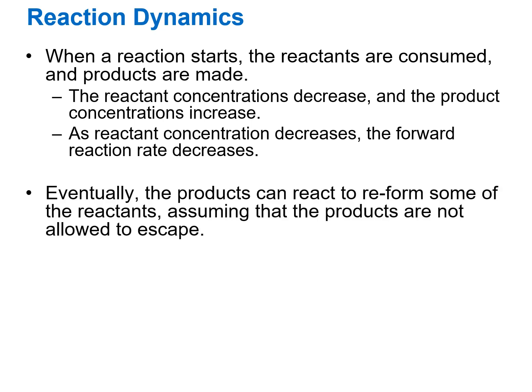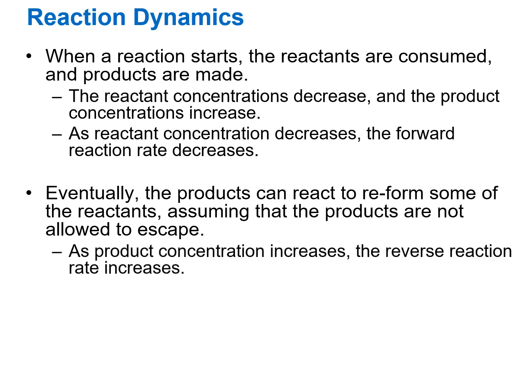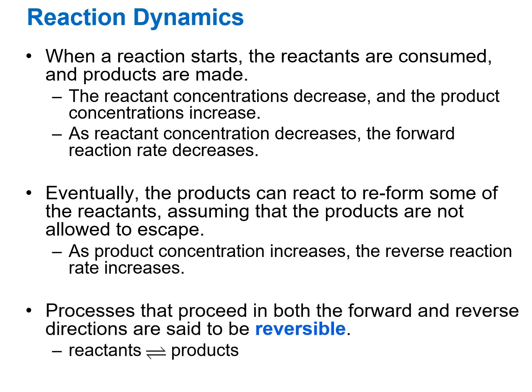Now, eventually the products can react to reform some of the reactants, assuming that the products are not allowed to escape from our container. As the product concentration increases, the reverse reaction rate has the ability to increase as well. So if we think about this, we have depleting reactants slowing down the forward momentum of a reaction, and we have increased concentration of products now starting to create a gradient that is slightly favoring the creation of reactants. The processes that proceed in both the forward and reverse directions are said to be reversible, and we know that we can write that with this double-headed arrow. So what we've just described, the concentration changes and the rates of reaction being altered, is what's happening in a dynamic equilibrium situation.